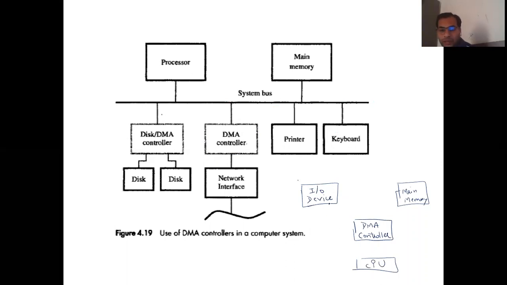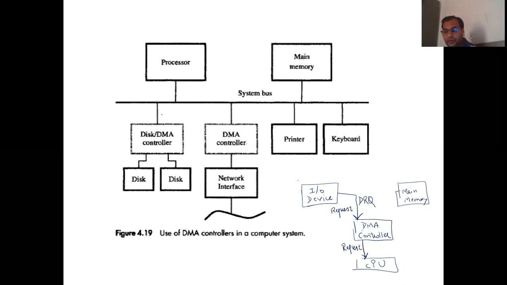What will happen? As soon as the IO device wants to interact with the memory, it will send a signal to the DMA controller, or simply you can say it will send a DMA request. When the DMA controller gets a signal from the IO device that it wants to interact with the main memory, it will send a request signal to the CPU.